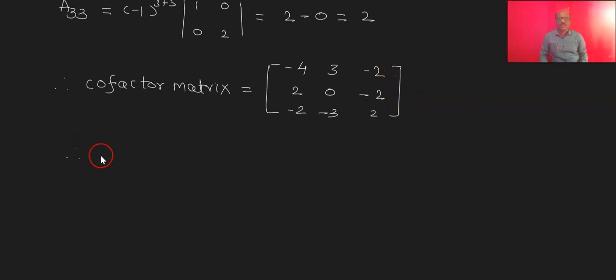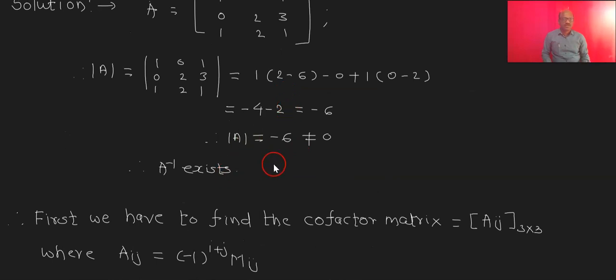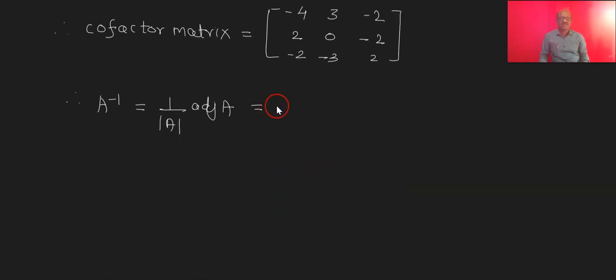Therefore, A inverse is equal to 1 upon determinant of A into adjoint of A. What's the determinant? The determinant is minus 6. Here that is minus 1 upon 6 into adjoint of A.